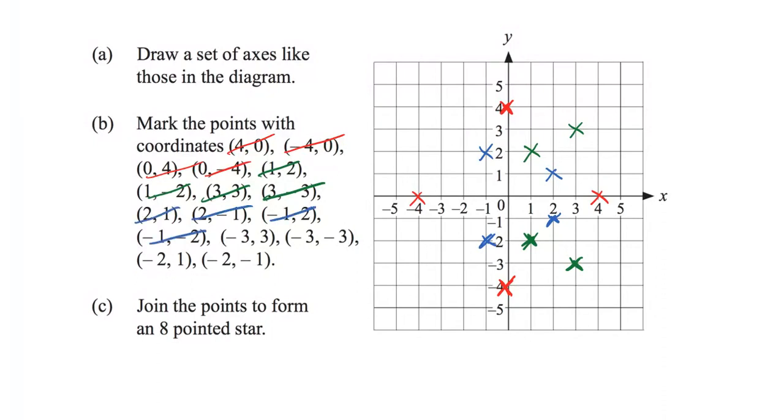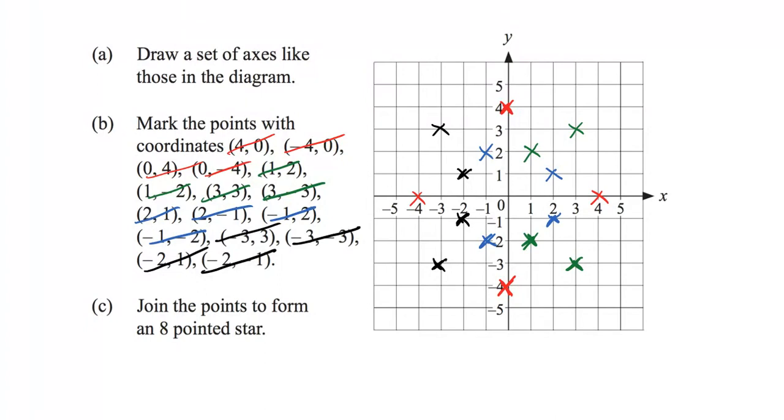Finally, let's do those last four. (-3, 3) is up here. (-3, -3) is down here. (-2, 1) is there. And (-2, -1) is there. Okay, so hopefully you have understood how to go about doing that.